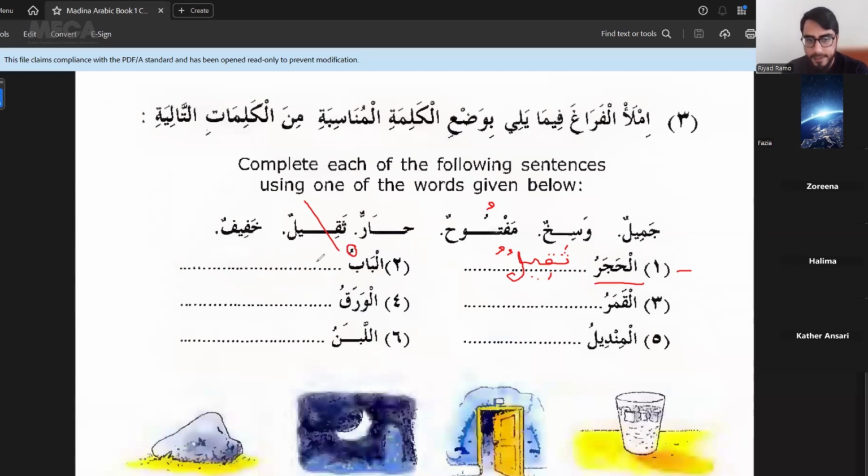Maftuhun. Very good. The door is open. Very good. Maftuhun. The door is open. Good. So we crossed that one out.